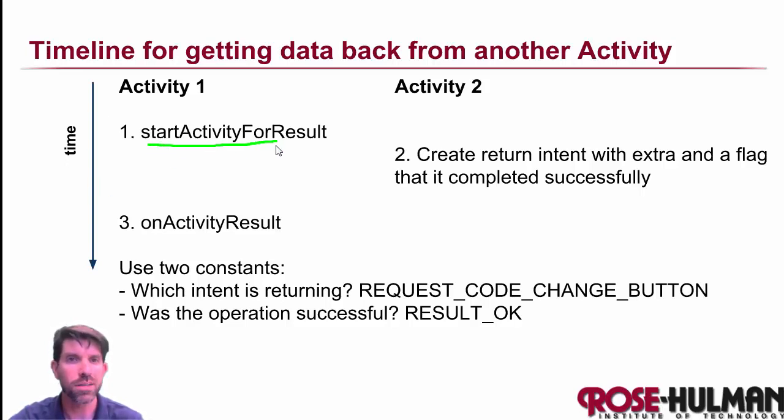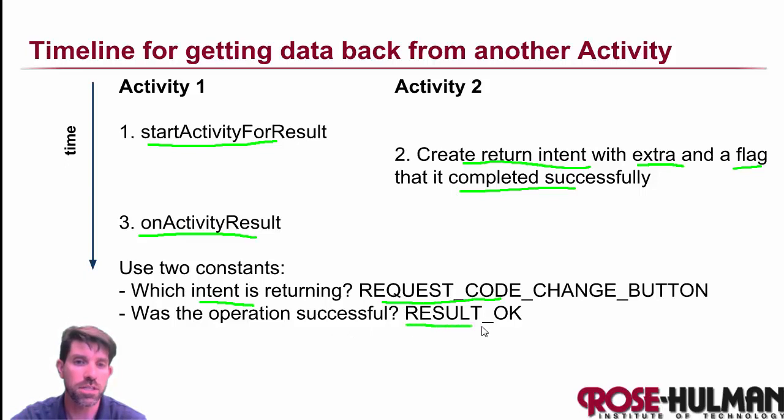Number 1, we're going to call startActivityForResult with some kind of request code. And then the second activity is going to do whatever it needs to. It's going to prepare the information to come back with the data itself, and then any flag that it completed successfully. And then that's going to do the callback here to onActivityResult. And again, it's using these two constants, just which intent is actually returning, and that's the request code, and then was the operation successful or not, and it's going to be RESULT_OK.